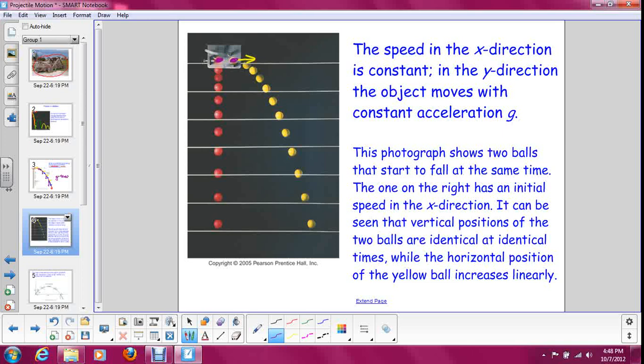So even though the yellow ball moves to the side, whereas the red ball moves straight down, both of these balls are going to be in the same vertical position every time, because the only thing making them fall is gravity. And remember, the acceleration due to gravity is the same for every object. The only thing that would change these two balls being in different positions at the same time is if one of them had an initial y velocity. So it was thrown up in the air or thrown down, not just dropped. So we can see by this picture a really, really crucial point of projectile motion, that x and y are separate.